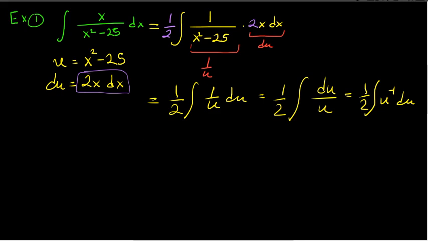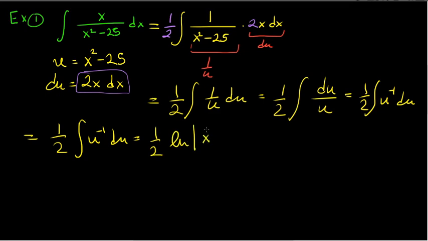So let's go way over here. I'm just going to copy this down again. So this integral is just going to be, don't forget the 1/2 in front, natural log of absolute value of u. Don't forget the plus c because we took the integral. And now let's just change u back to x squared minus 25.